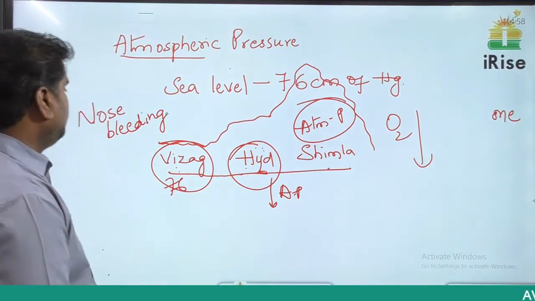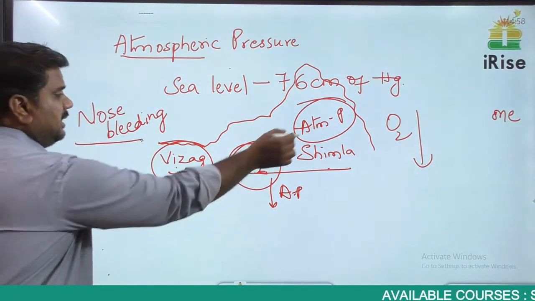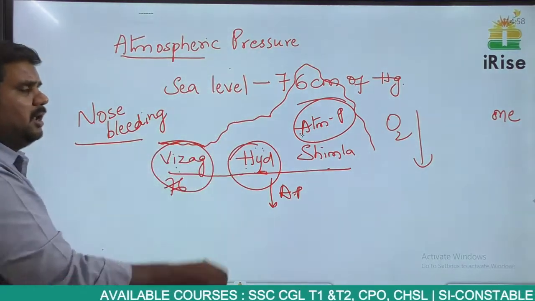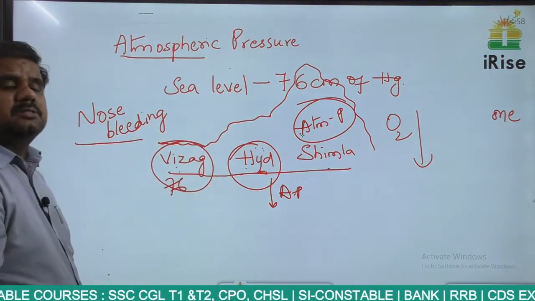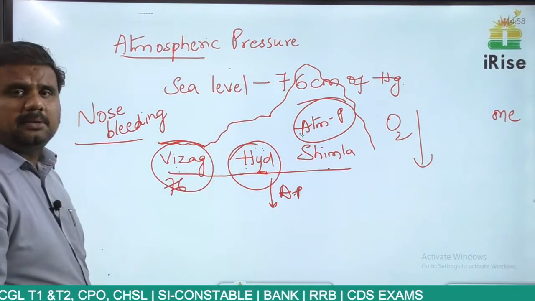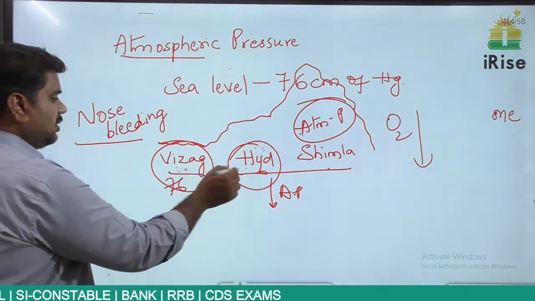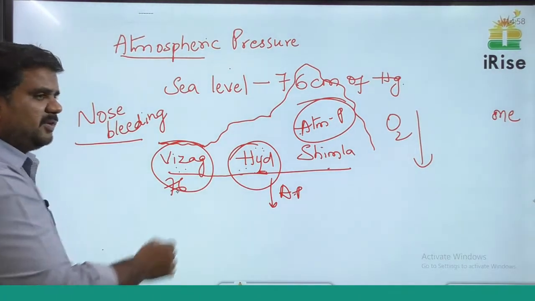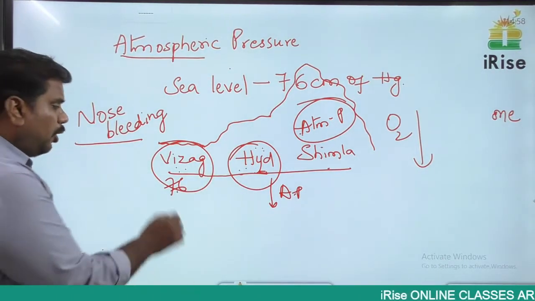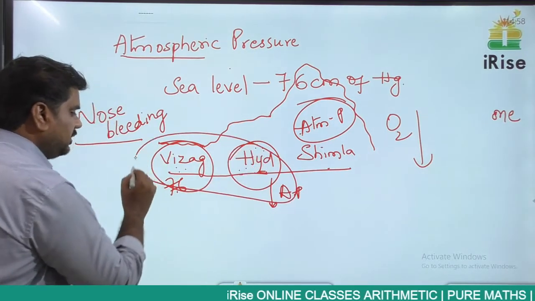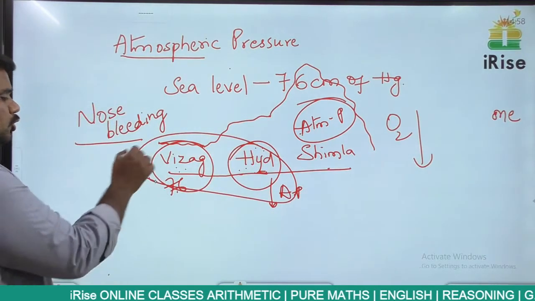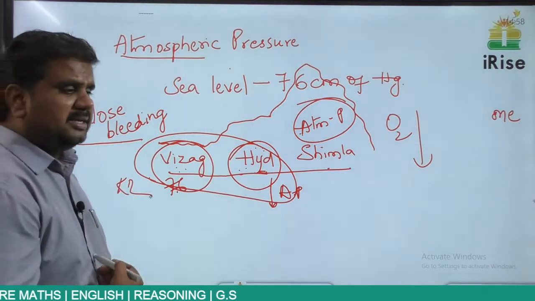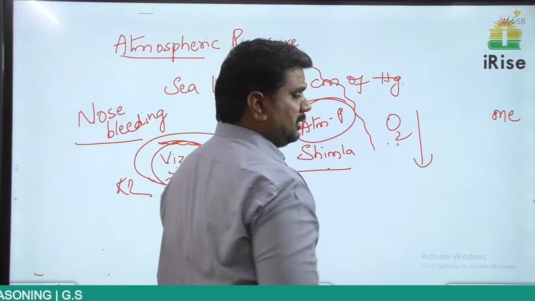Why is it happening so? Because at this place which you are calling Mount Everest or K2 or Mount Goodwin, the atmospheric pressure value is low. Whereas in the case of Vizag or Hyderabad, atmospheric pressure is 76 or something around 75 or 75.5. So our body is adjusted to the climatic conditions of this place. The moment you go to K2 or Mount Goodwin, the body will not get adjusted. Lungs will not get adjusted to the oxygen levels of that place.